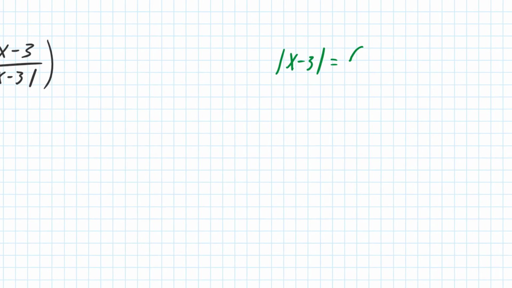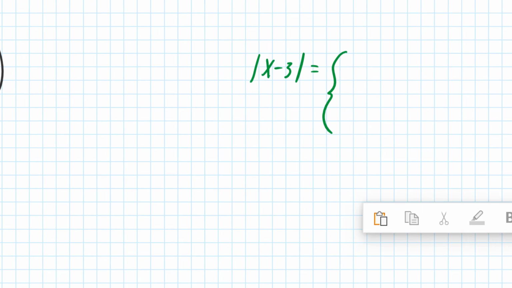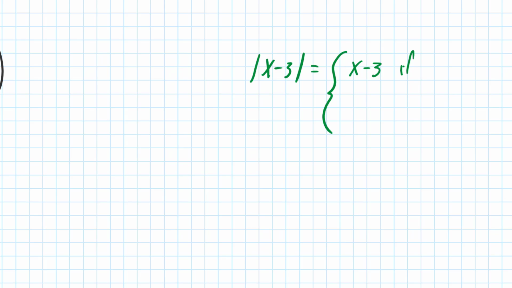actually means algebraically. If you remember from your algebra, it means that you're going to get the same exact value if that quantity is positive. In this case, that quantity is going to be positive if x is greater than or equal to 3, right? So if it's 4, that's going to be positive. If x is 5, that's going to be positive, and so on.